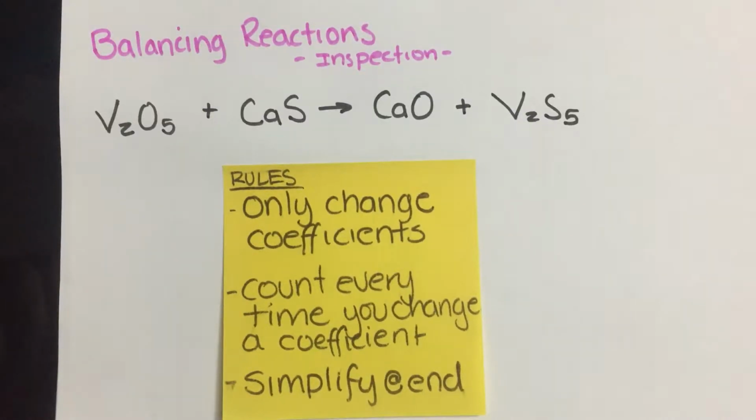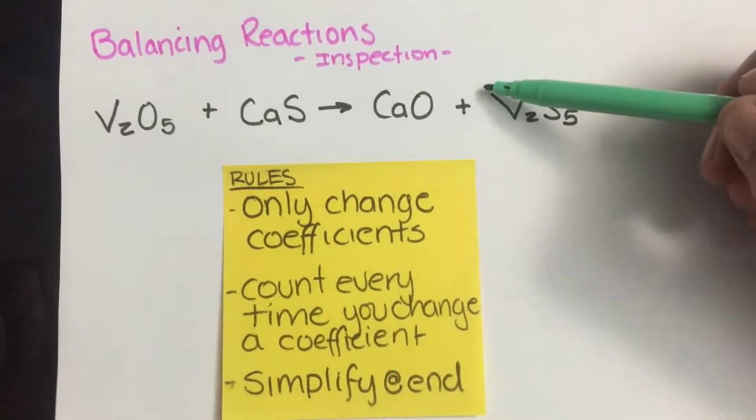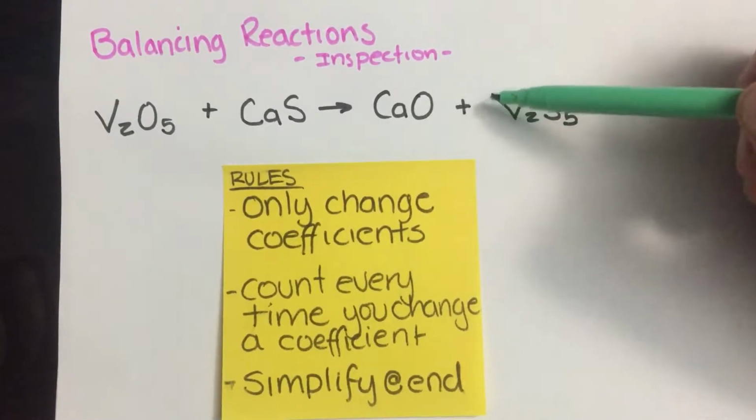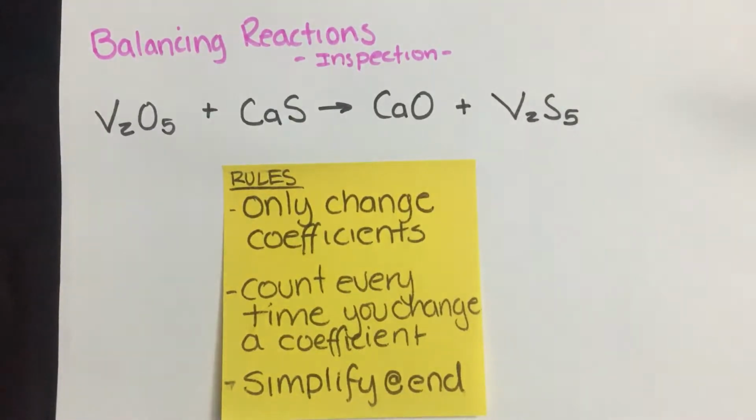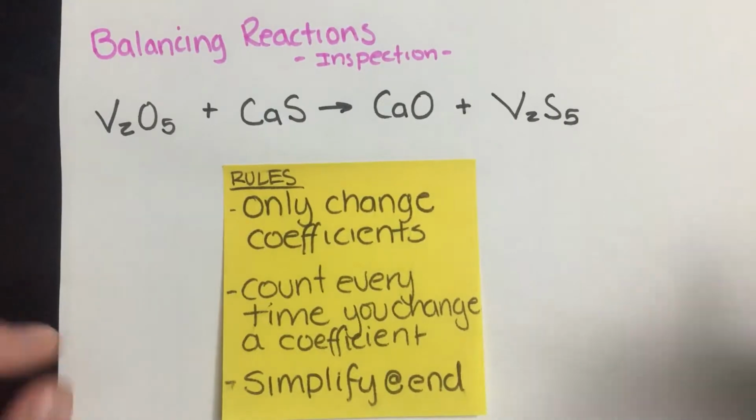All right, so let's try balancing reactions using the inspection method or traditional method. For this, we need to follow some rules. The only thing you can add or take away are coefficients, which are the big numbers we write before the molecules or compounds. This coefficient is going to affect everything that comes in front. So you need to count every time you change one, and when you finish, make sure you have the simplified version. All right, so let's try an example.